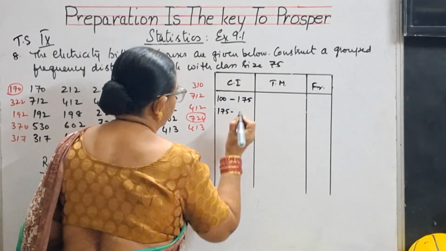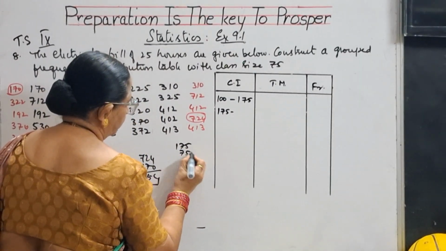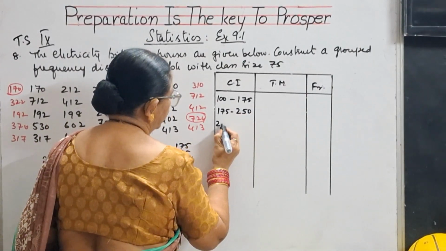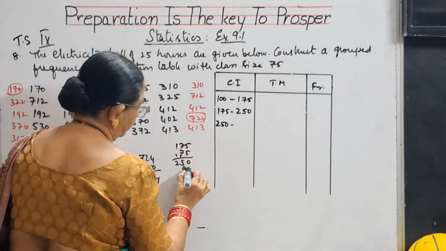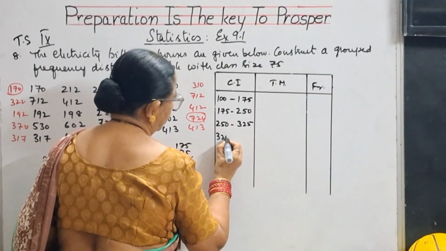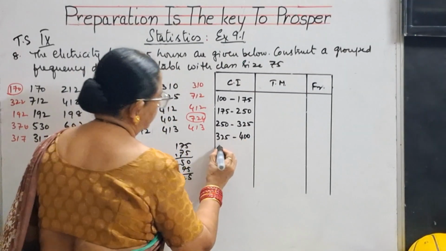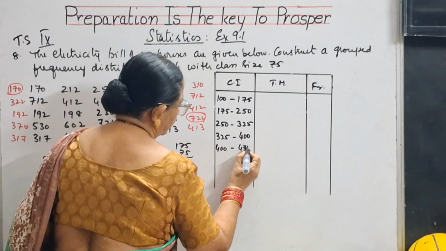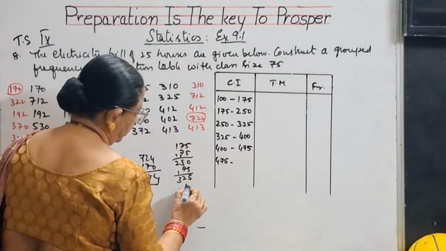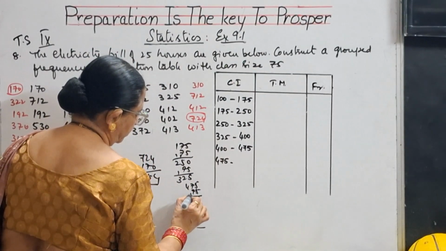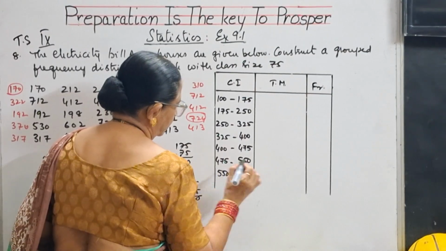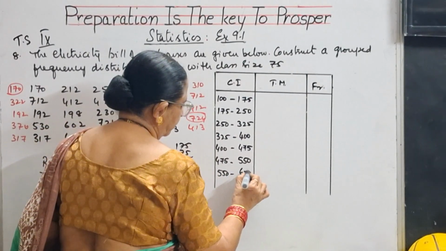Next one, 175. So 175, add one more 75, that is 250. So 175 to 250, then 250. Again 75. If you add, how much are you getting? 325. 325 to, of course, 75, 400. 400 to 75, 475. 475 to 550. See, children, 475 and 75, this is 10, 15, 550. 550 plus 75, 625.